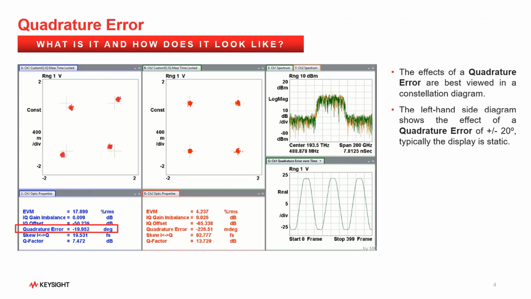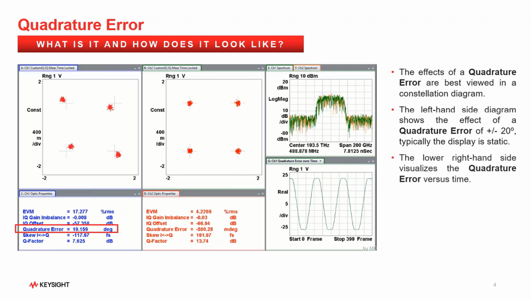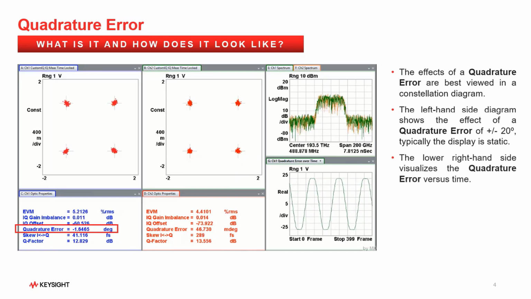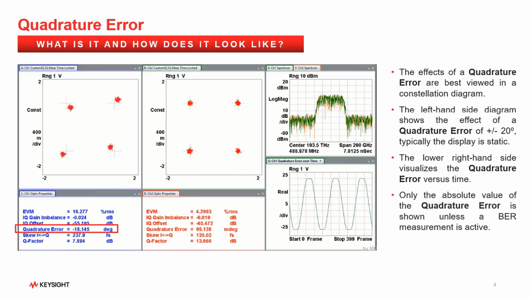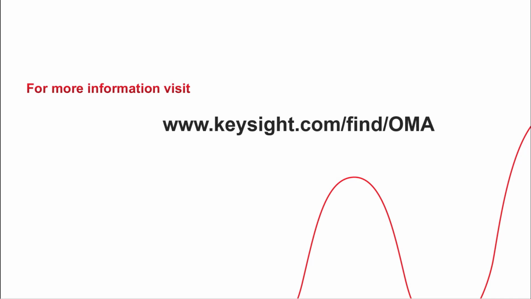On the diagram on the bottom right, the quadrature error over time is shown as a strip chart. A small note that only the absolute value of the quadrature error is displayed, unless a BER measurement is active and the OMA software can be synchronized with a PRBS. So this is all you need to know for identifying and to rectify quadrature error.